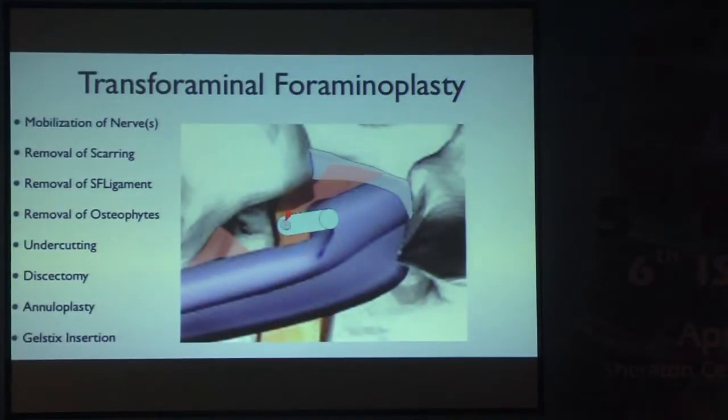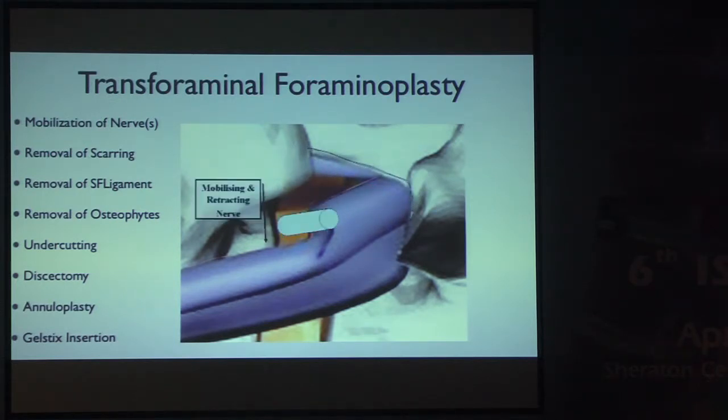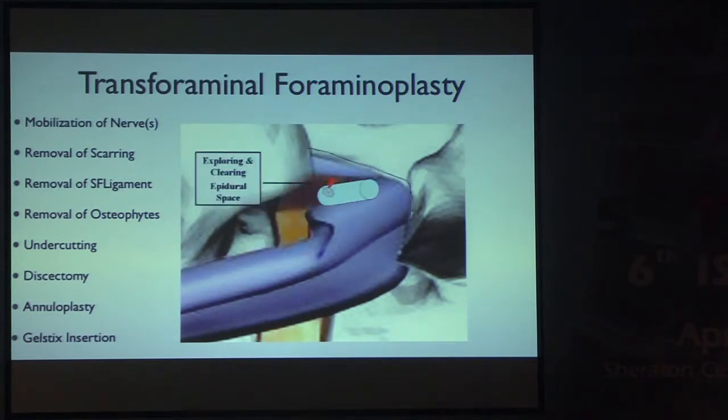So the concept of the procedure is based upon mobilizing the nerve, removing scarring, removal of the superior foraminal ligament, removal of osteophytes, undercutting, discectomy when and where needed, annuloplasty, and the insertion of gel strips. So I use the laser for this because it's very accurate, side firing is safe, and I can see what I'm cutting away. And as you see, we go up here and then cut away the superior foraminal ligament. We can expose the nerve and then address the undercutting and go into the disc if necessary.